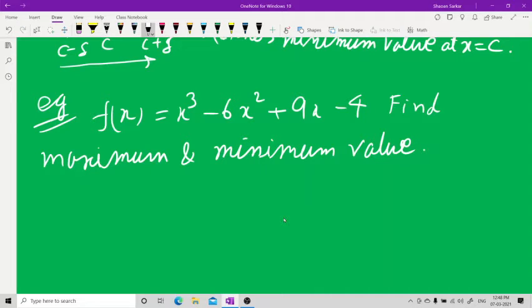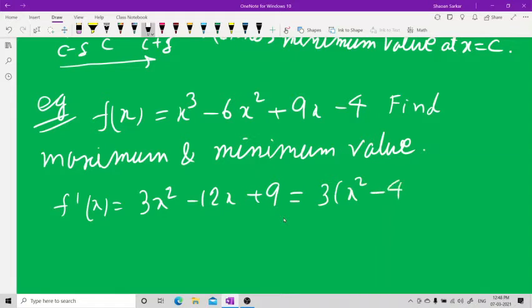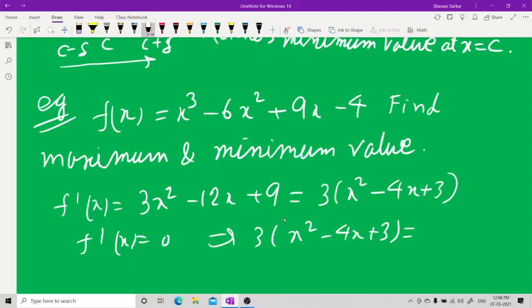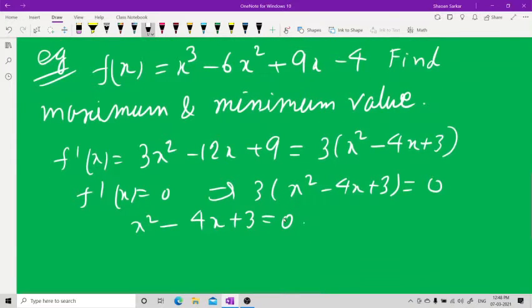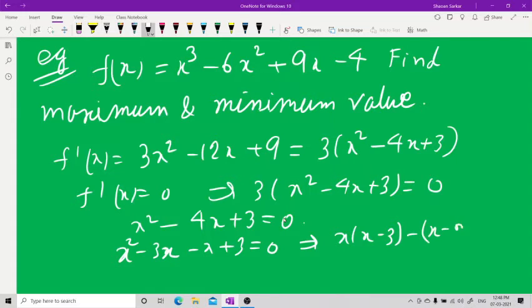Now see, take f dash x. F dash x is 3x square minus 12x plus 9. Take 3 common: x square minus 4x plus 3, and then put f dash x equal to 0. So this becomes 3x square minus 12x plus 9 equal to 0, so this is x square minus 4x plus 3 equal to 0. Like the way you did in smaller classes, you do splitting of terms, take the root, find the root. To do the splitting of terms, this becomes x square minus 3x minus x plus 3 equal to 0. So this becomes x minus 3 times x minus 1 equal to 0.